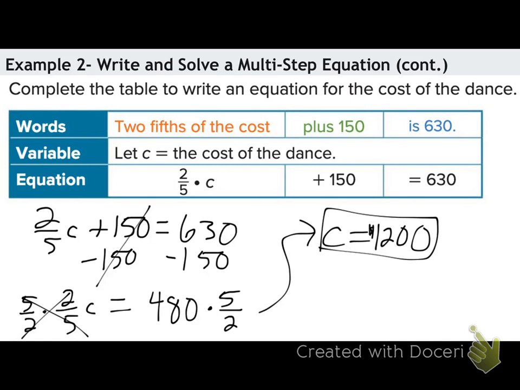$1,200. What's another method I could have used to solve this from this point? Division, right? 2/5 is being multiplied by C. What's the inverse of multiplication? Division. So I could divide by 2/5 on both sides. 480 divided by 2/5 will also give me 1,200. Any questions on example 2?